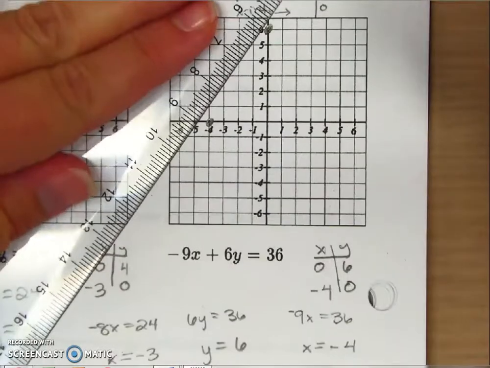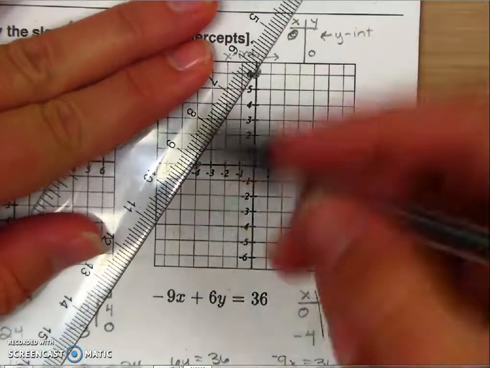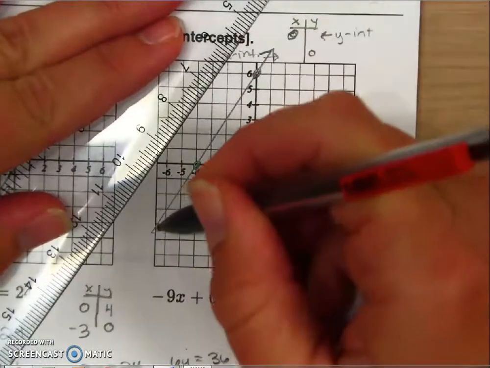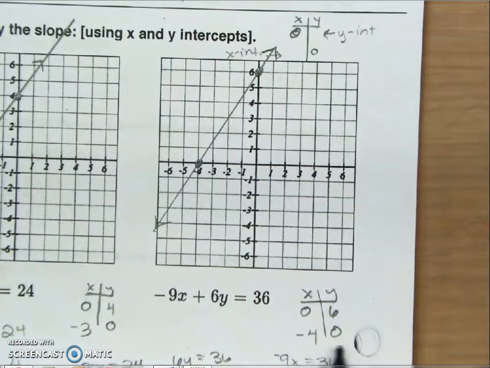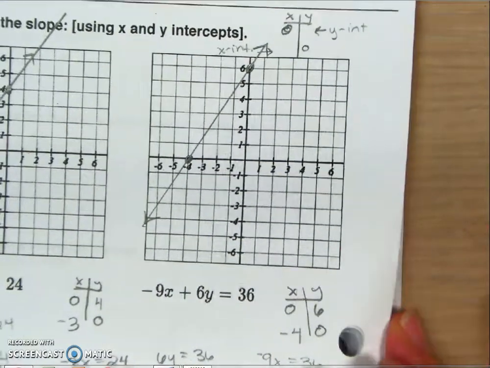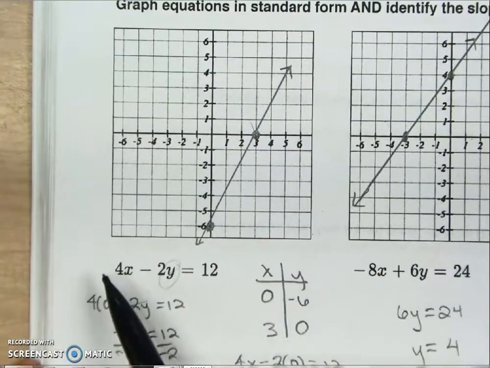Now that I have 2 points that are on the line, I can connect those points, and it creates the line for me. There it is. All right, so remember, we're able to find the intercepts by plugging in 0 for the other letter and solving. So here, remember, we plug in 0 for x to find the y, but 0 times anything is 0. That's why it goes away.